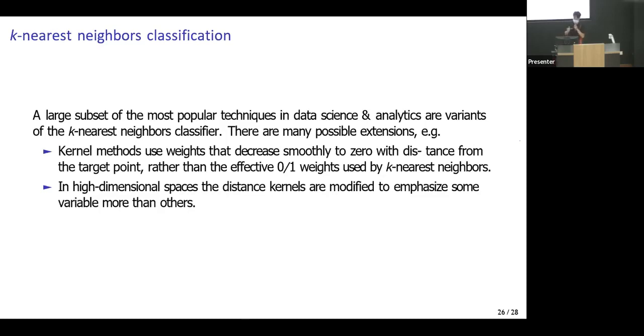And in high dimensional spaces, we can modify the distance kernels to emphasize some variables more than others. So instead of the Euclidean distance, we can modify how we measure the distance to take into account the fact that in high dimensional spaces, due to the so-called curse of dimensionality, we may not be able to find so many neighbors that are close to us. Okay, so with that, I would like to end my class today.